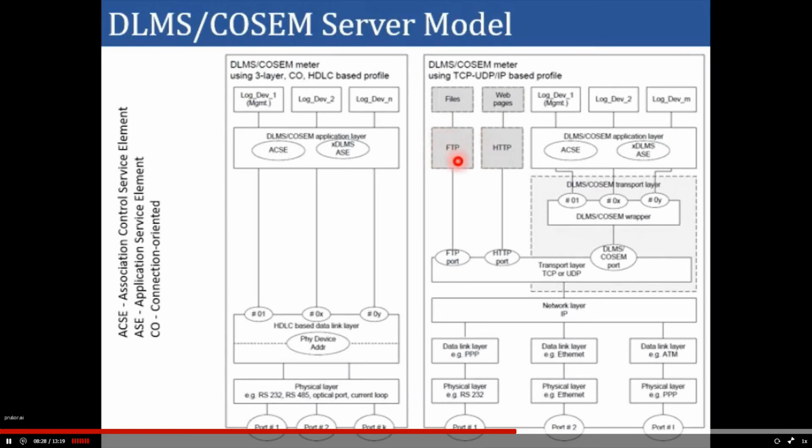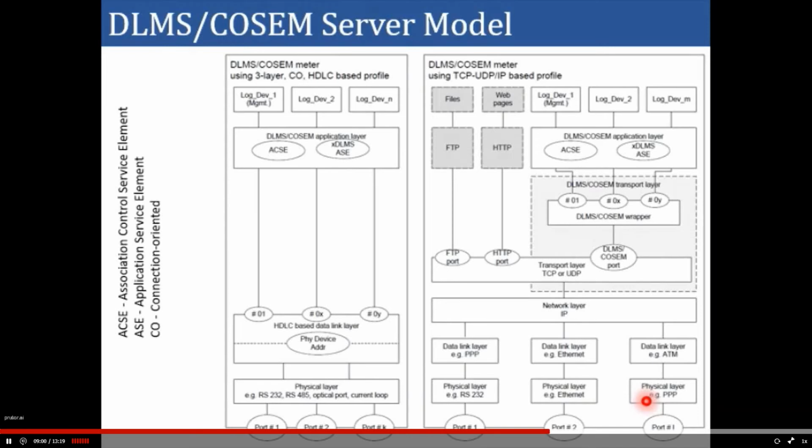Say if you want to use FTP or HTTP in the smart meter, which are required when you want to remotely push the firmware upgrade, or maybe you want to share the data using web services and so on, then you can directly utilize the TCP/IP layer using FTP and HTTP ports. So that information can be easily shared with the lower layers, because those are the standard layers which we see in any computer network.